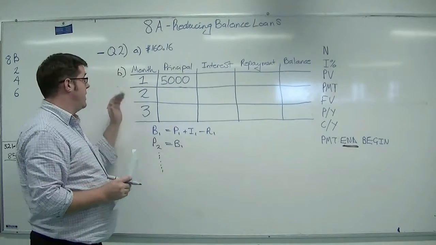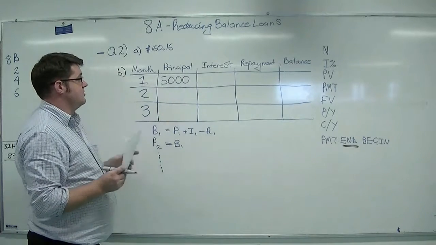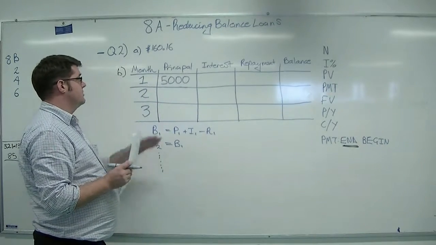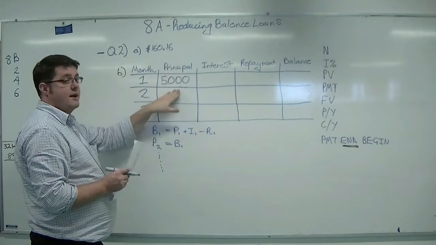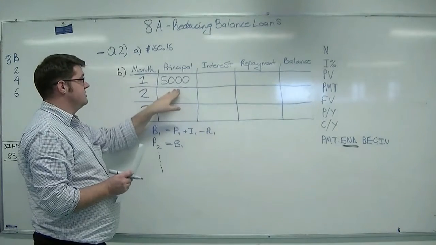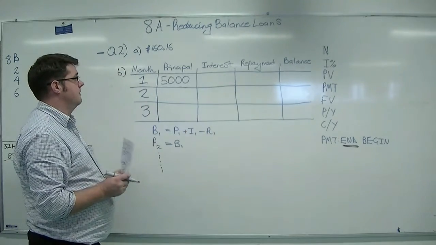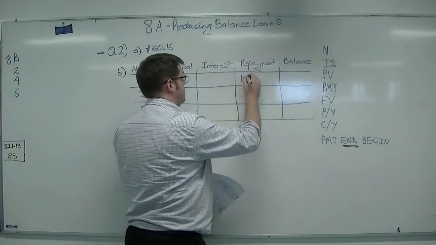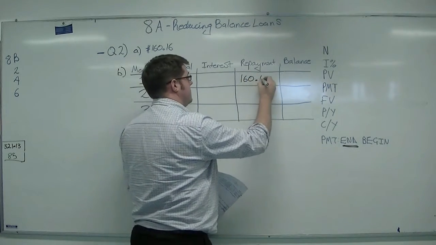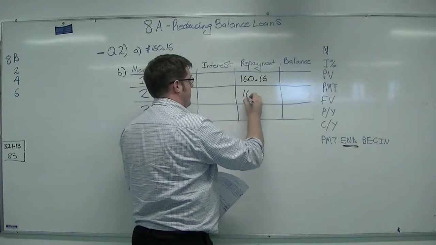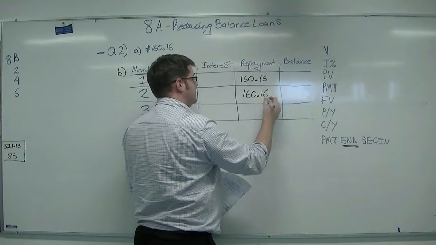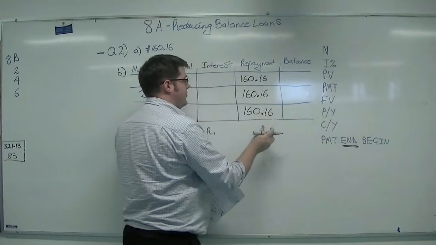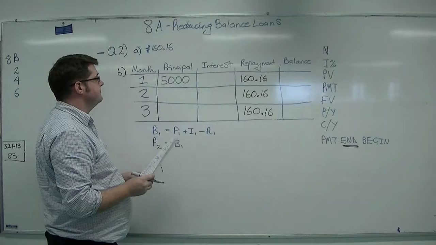Okay, now for question 2 part B, we're asked to populate the entirety of this table. And this is what we've been given to start with. So we're told that the principal amount to start with is $5,000 and we need to fill in the rest of it. So we know that our repayments are going to be $160.16. And that will actually remain constant for the entirety of the loan. So we can plug them in like so.